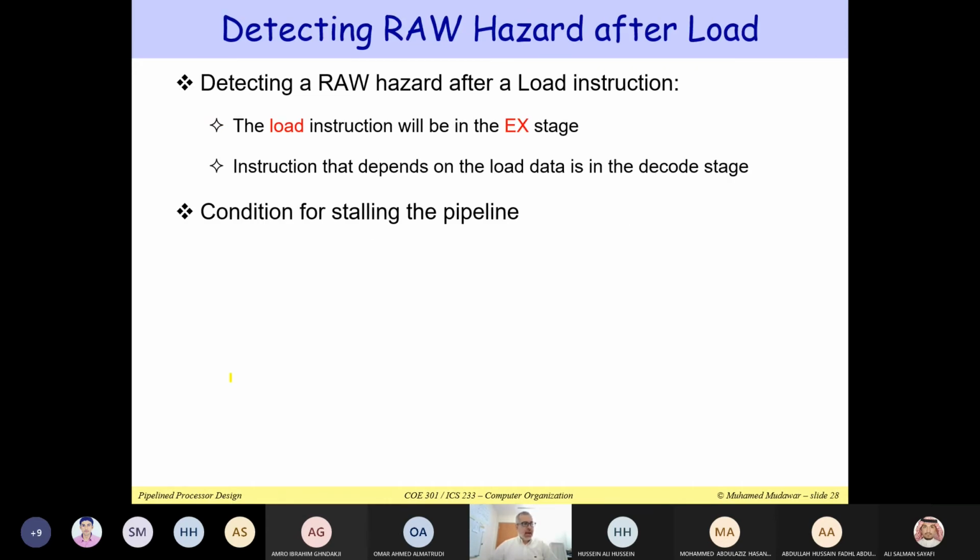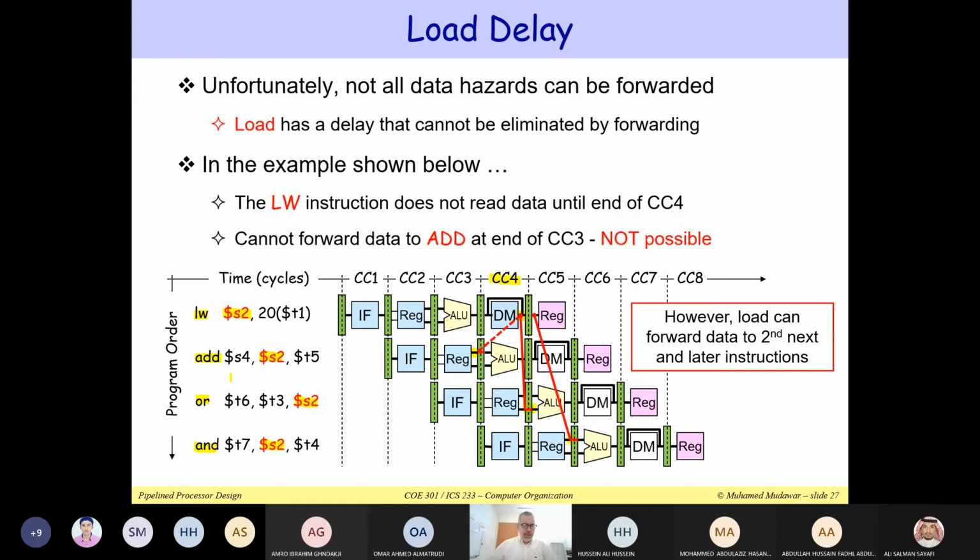So in this case, what we have to do is, how do we resolve this problem? How do we solve this problem? How do I handle this add instruction?